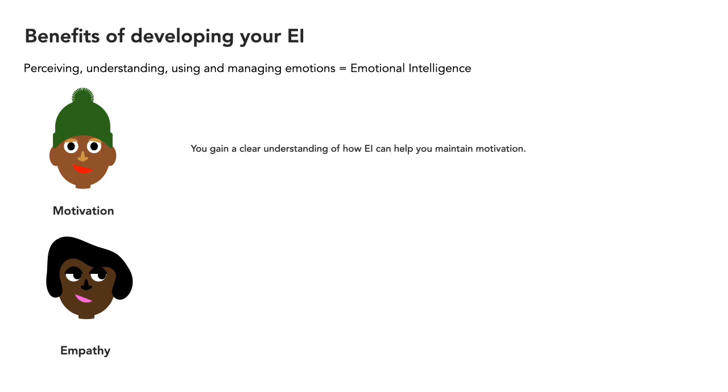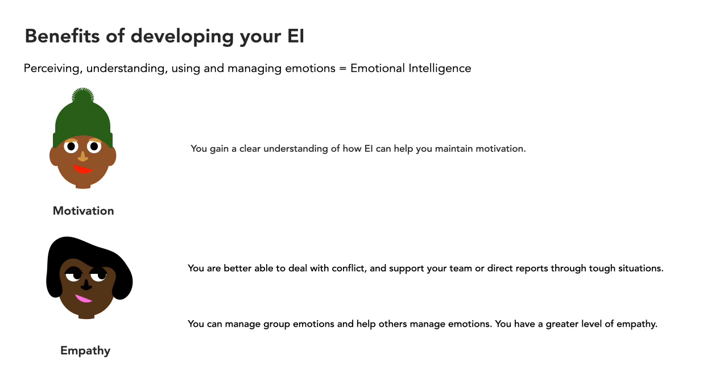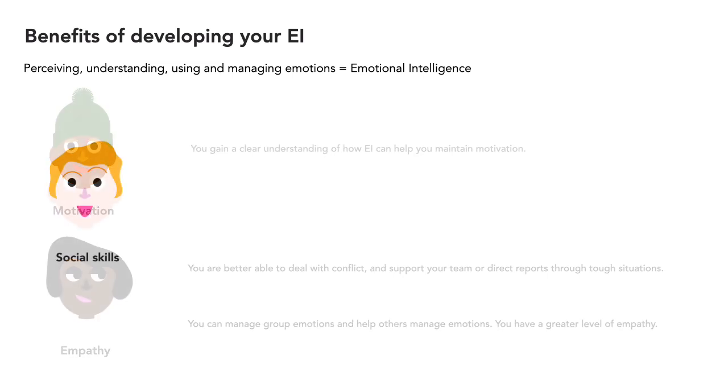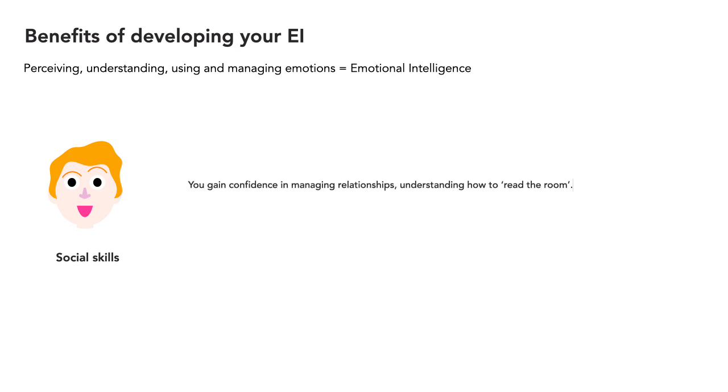Now, with motivation, you gain a clear understanding of how emotional intelligence can help you maintain motivation. And empathy, you're better able to deal with conflict and support your direct reports in tough situations. And you can manage group emotions and help others manage their emotions, which is really important, especially when you're at a leadership or line management level. Now, for social skills or managing relationships, you gain confidence in managing relationships. You can understand how better to read the room, and you build rapport with honed social skills.